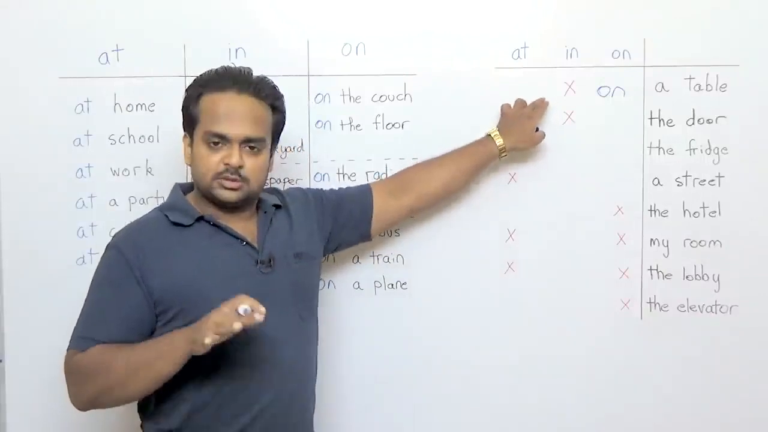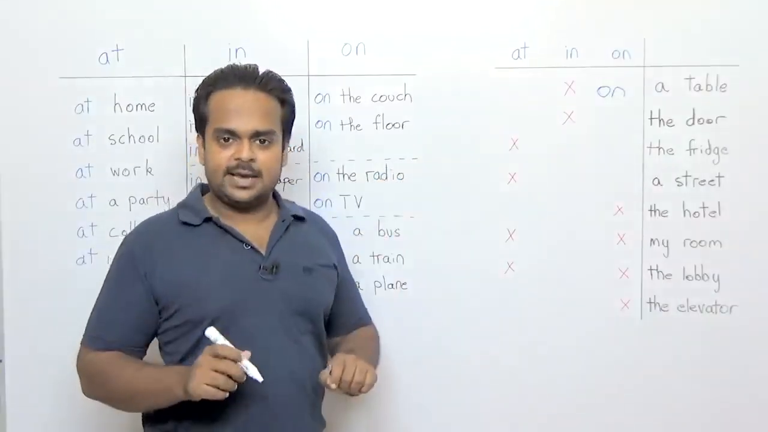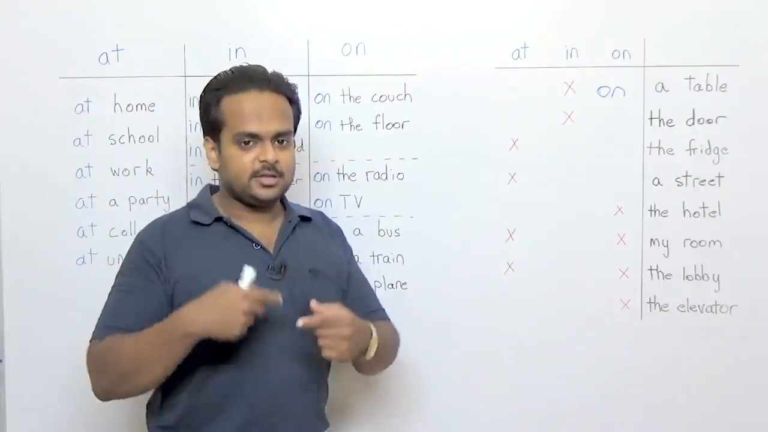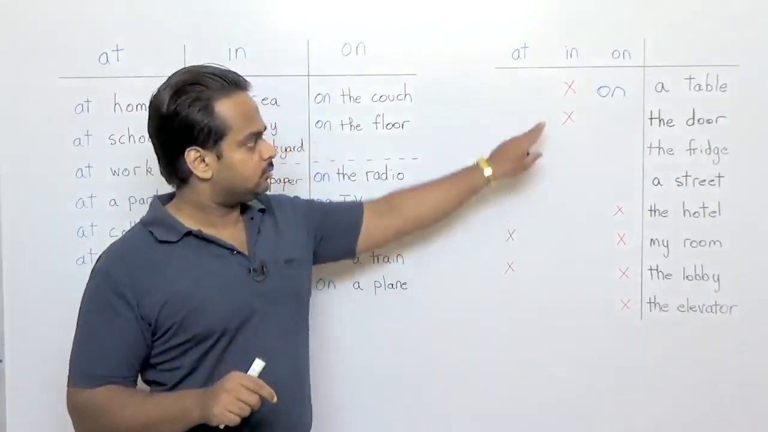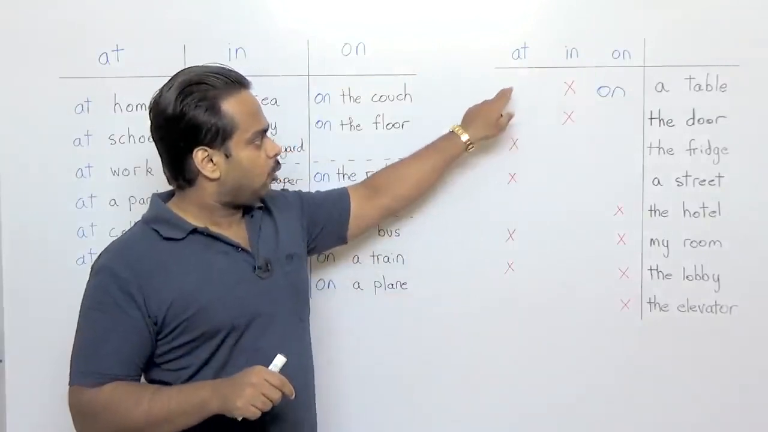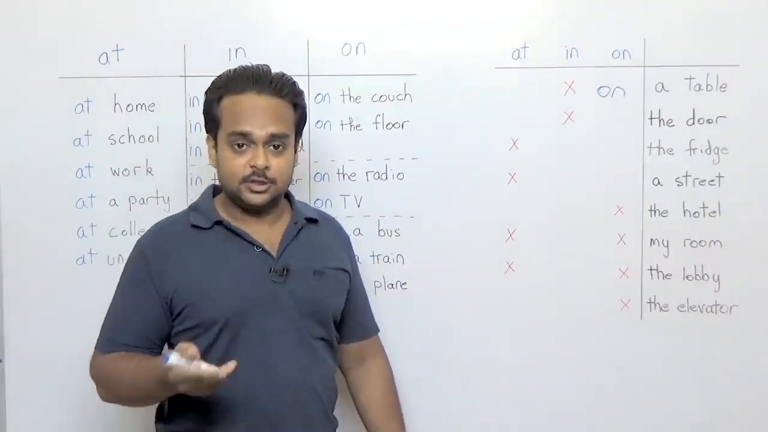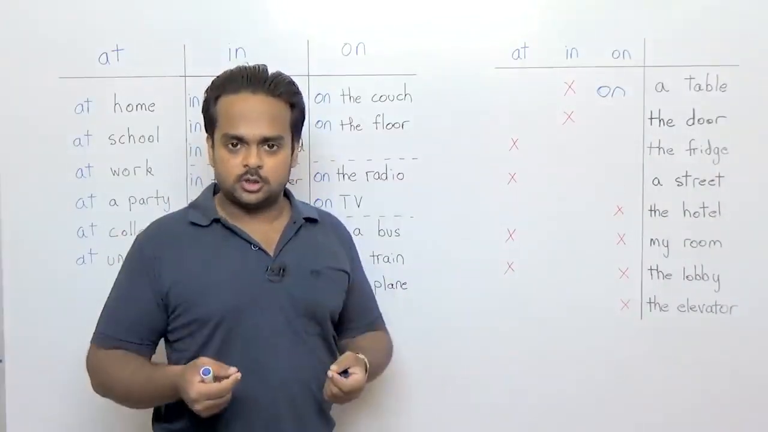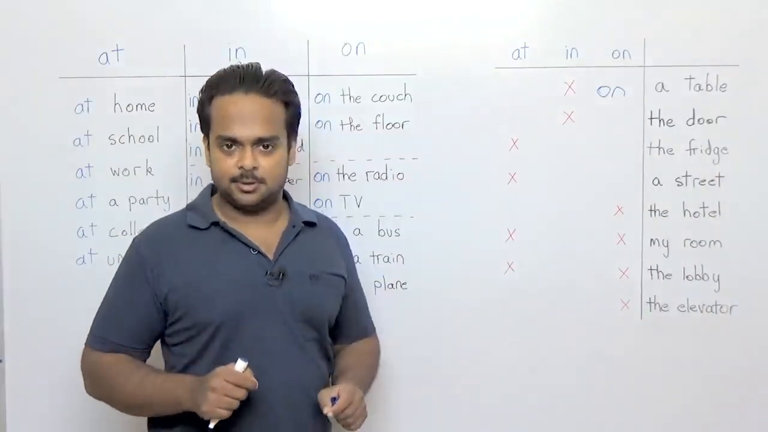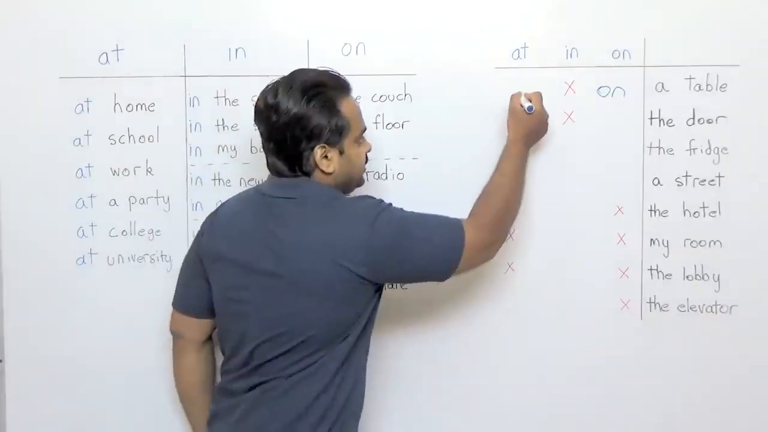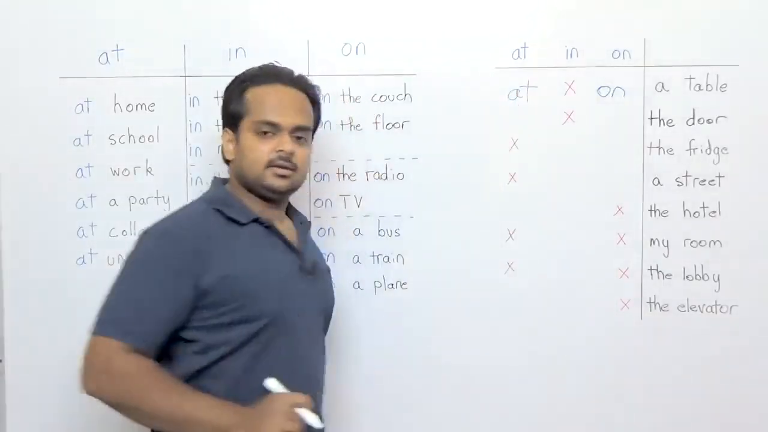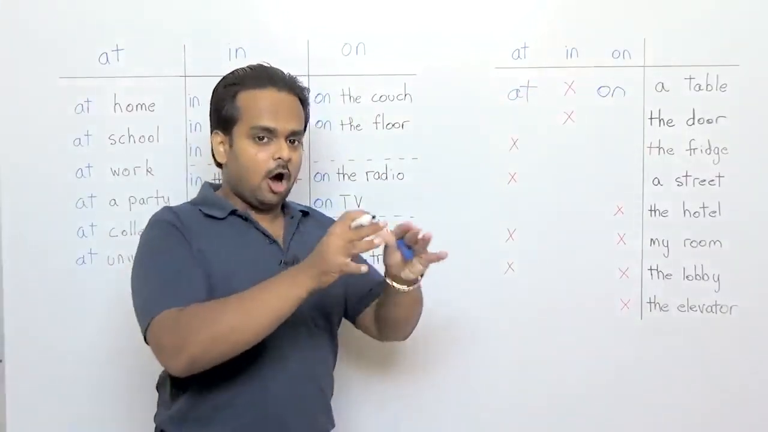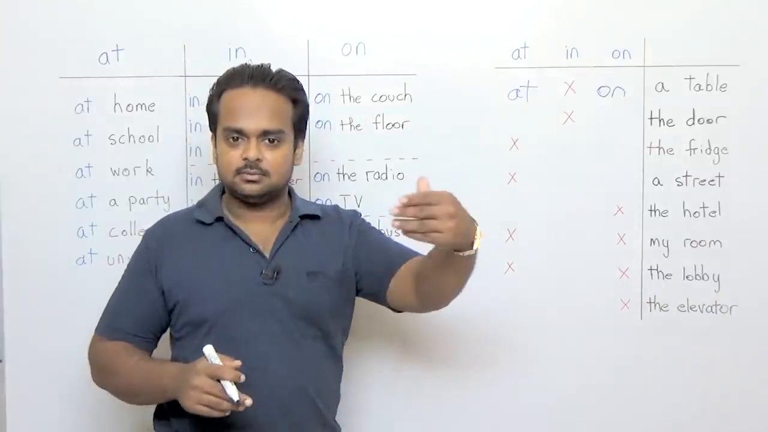We don't normally use in, except if you're talking about drilling a hole in a table, then you can use in, but it's very uncommon, so I've put an X there. But what about at? Can you use at? Well, yes. If you go to a restaurant, you will sit at a table. That means that you're sitting next to the table, but you would be sitting on a chair and you would be eating at the table.